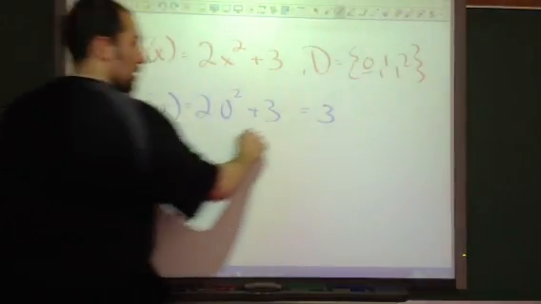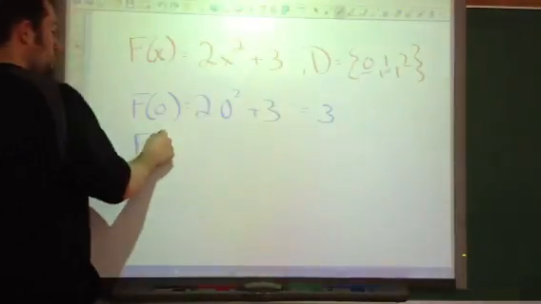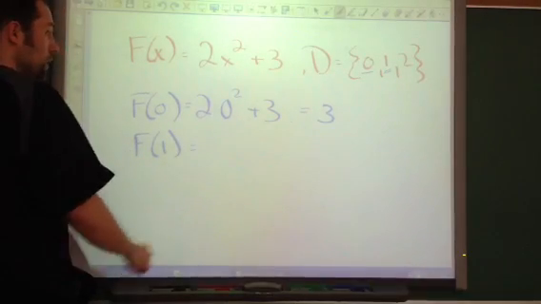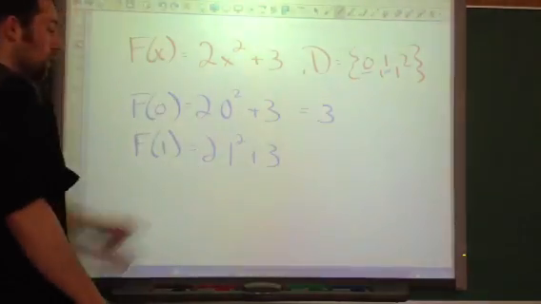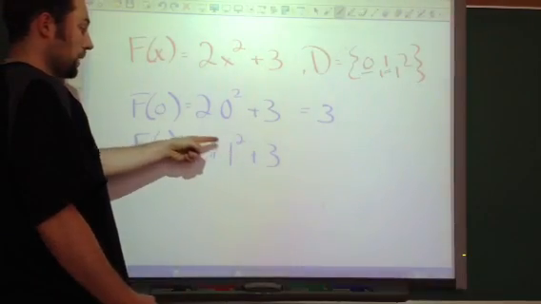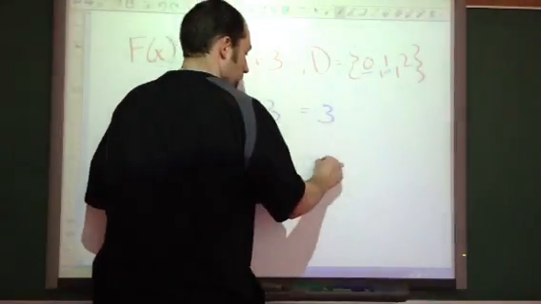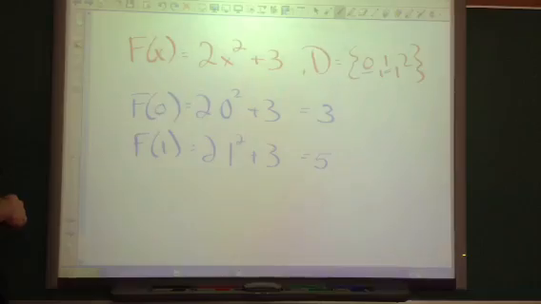F of 1. Plug in 1 for x. So it becomes 2 times 1 squared plus 3. Well, 1 squared is 1. 1 times 2 is 2. And 2 plus 3 is 5. You can check my math later.